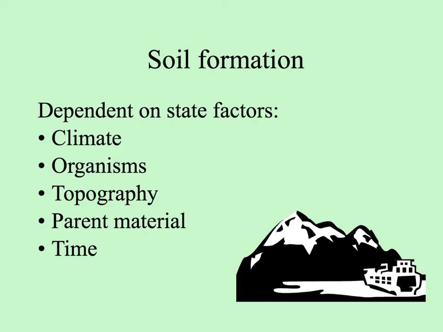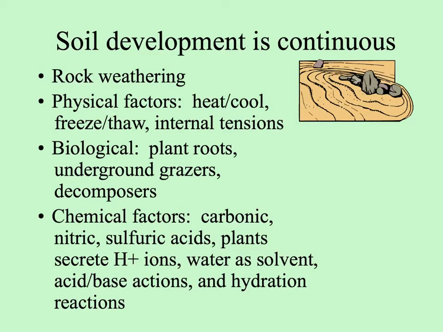Let's talk about how soil forms. We'll look at climate, the organisms involved, the lay of the land, the parent material, and time. The main source of the material for soil comes from rocks weathering over time. And rocks are broken down by changes in temperature, as well as the real extremes that may cause them to crack, etc.